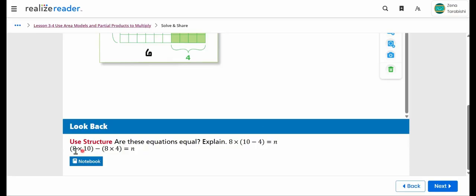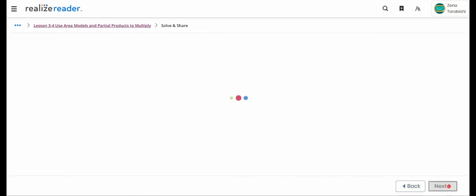And this one, you'll notice that it had 8 times 10, and 8 times 4 equals n. So here you have 8 times 10, which will give you 80, and then 8 times 4, which would give you 32, and then 80 minus 32 would also give you 48. So yes, these equations are equal.